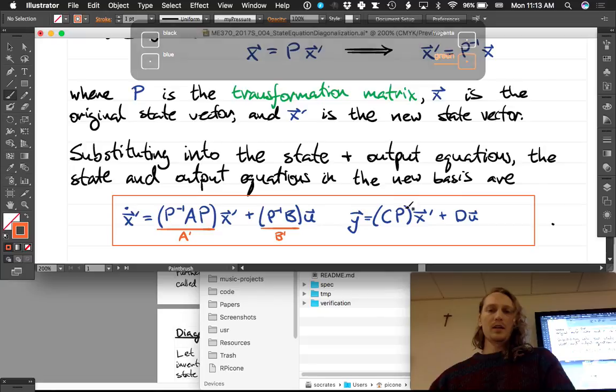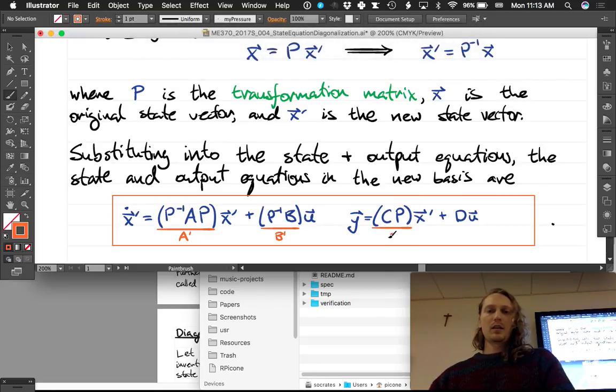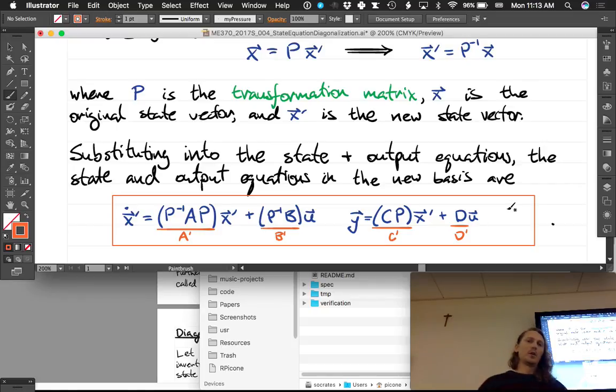So if I cared to, I could call this the C prime matrix, and this I could call the D prime matrix. Notice that D prime is just equal to D. So only the A, B, and C matrices change at all.